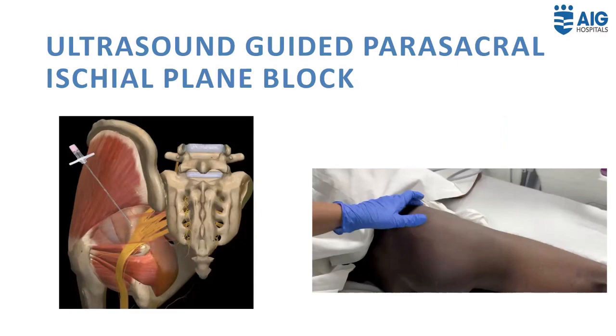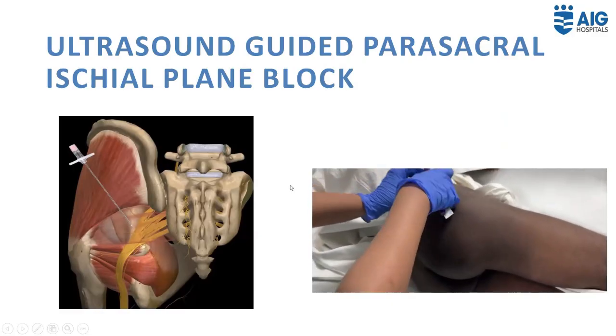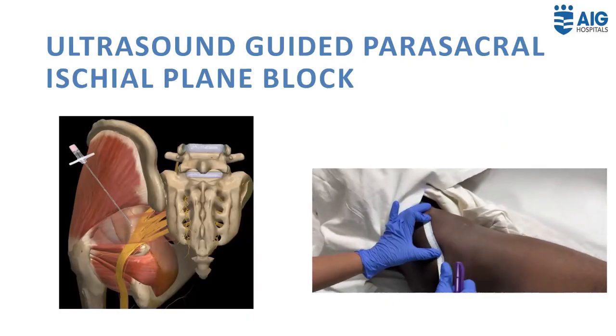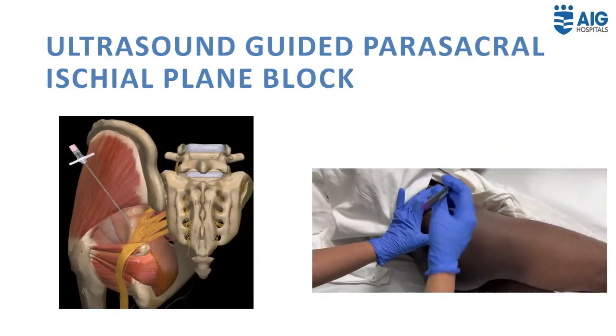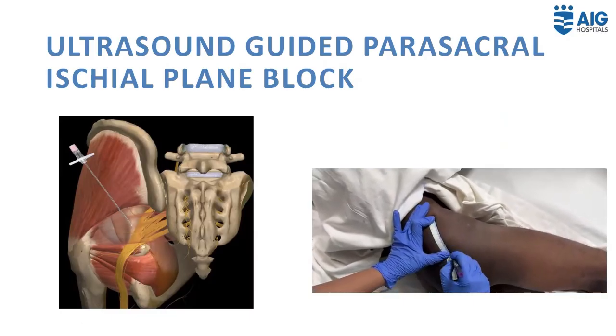Ultrasound guided parasacral ischial plane block is a fascial plane volume block which is easy to perform and safe, as it is located away from vascular and neural structures and the bowel. It is useful in situations where neurostimulation cannot be performed, like in the case of amputees. The patient is in lateral position and the site to be blocked is uppermost.